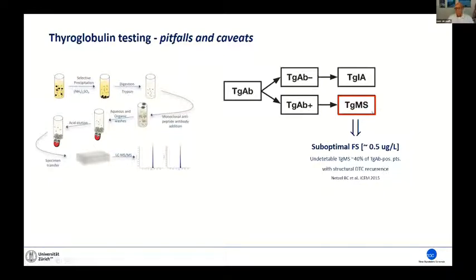Unfortunately, current methods display a suboptimal functional sensitivity, about 0.5, so 5-fold higher than immunometric assays, and undetectable thyroglobulin was found using mass spectrometry in 30% of patients with structural DTC recurrence. So currently, tandem mass spectrometry may eliminate interferences, but is not able to detect the clinically relevant concentration of thyroglobulin, and so is not recommended in clinical routine.